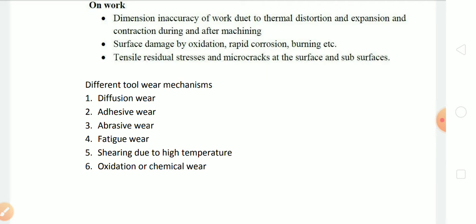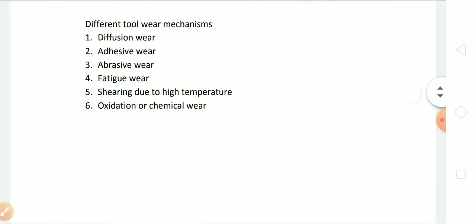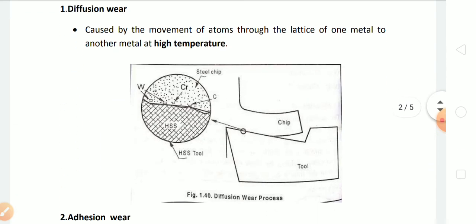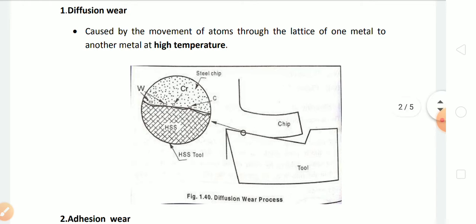We will go through the details of diffusion wear. Here you can see the figure for diffusion wear. Diffusion wear is the movement of atoms through the lattice of one metal to another metal at high temperature. It is a solid state diffusion. When two metal surfaces come in contact in a semi-solid state at high temperature, the metal atoms from one material will move to the other material. That is not at all appreciable while machining. So that is diffusion wear.